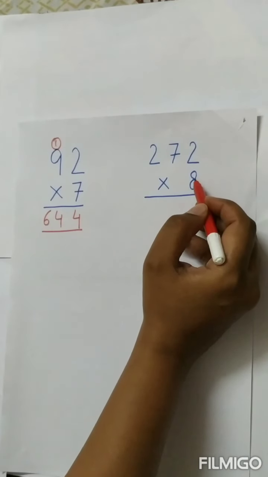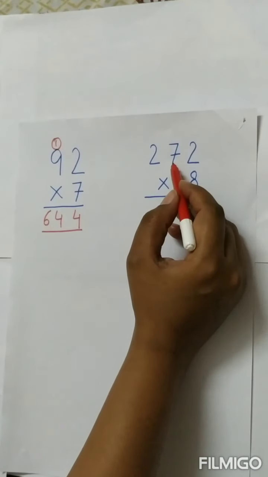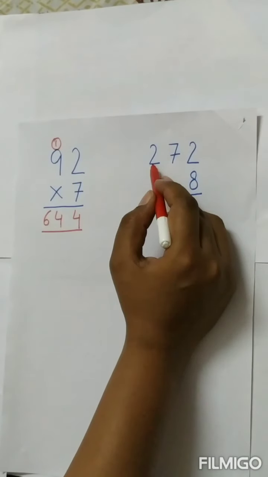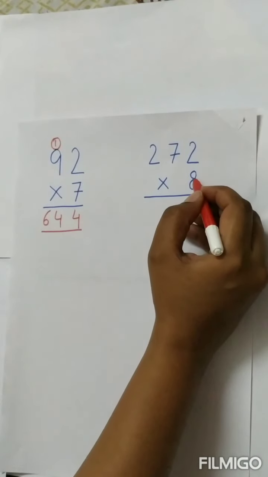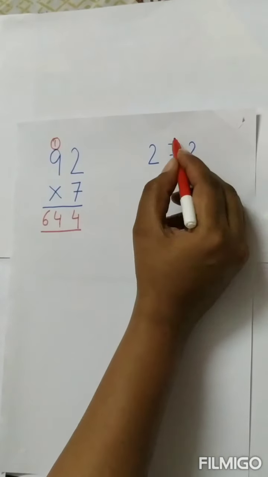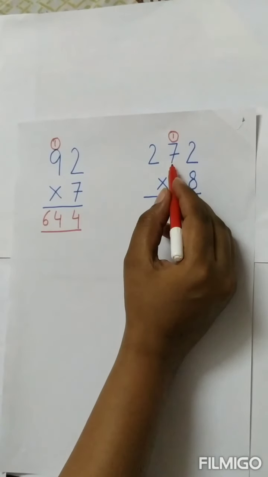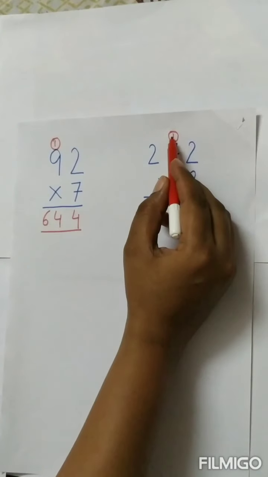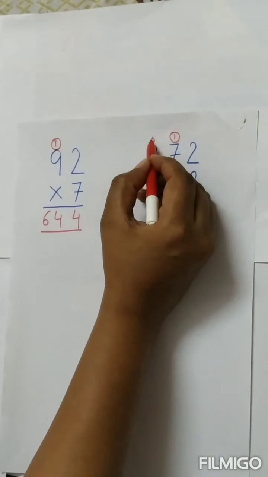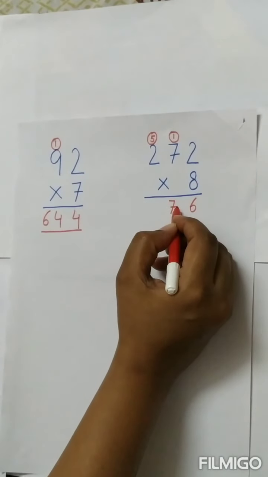First of all, we will multiply 8 by 1's place. Then we will multiply 8 by 10's place and then 8 by 100's place. So let's start. What is 8 twos? 16. So we will write 6 over here and 1 will be carried over. Then what is 8 sevens? 56. 56 plus 1 will be 57.